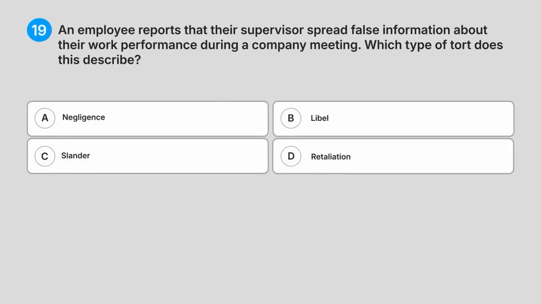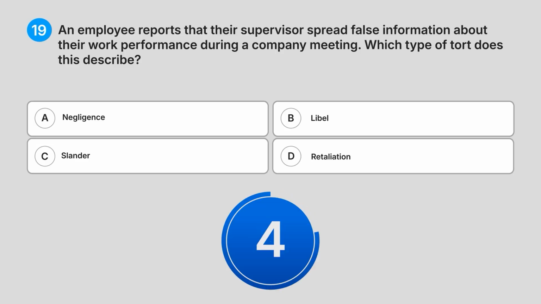19. An employee reports that their supervisor spread false information about their work performance during a company meeting. Which type of tort does this describe? A. Negligence. B. Libel. C. Slander. D. Retaliation.